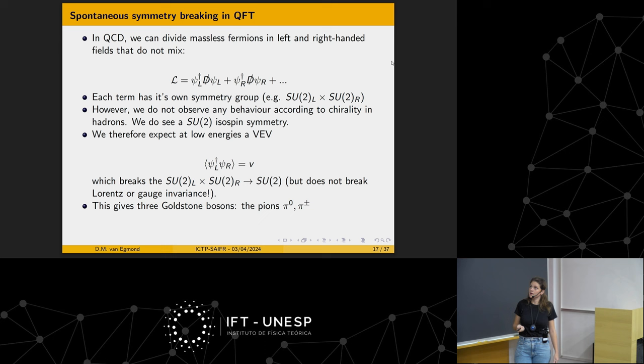Now, every broken generator gives a Goldstone mode, so we have a broken SU(2), so this is three generators, so we find three Goldstone bosons, and this dovetails perfectly with the three pions that are present, which are not completely massless as Goldstone bosons should be. So this is one example of spontaneous symmetry breaking in the standard model.